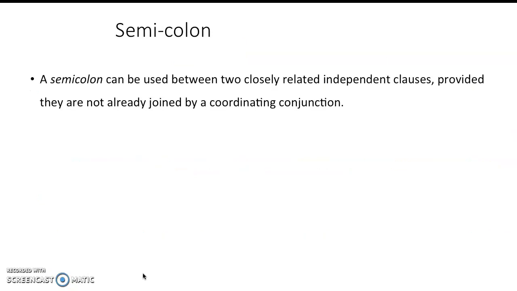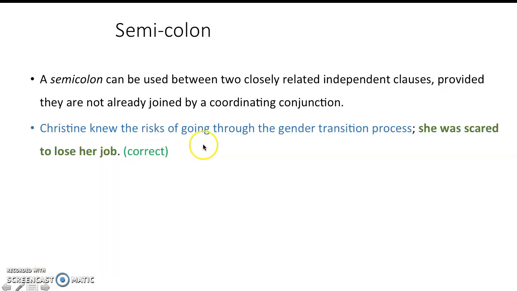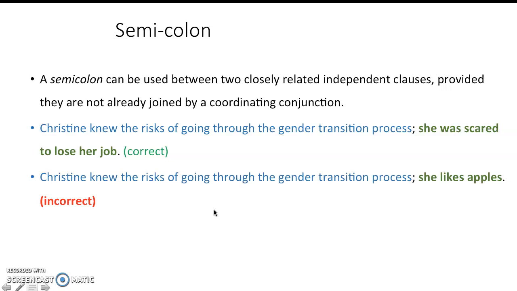Now, watch out, because a semicolon can be used between two closely related independent clauses, provided that they are not already joined by a coordinating conjunction. That's very complex, but I'll explain. Okay. Christine knew the risk of going through gender transition process. She was scared to lose her job. The reason why you can put a semicolon over there is because these two independent clauses are closely related. Kristen knew the risk of going through the gender transition process. She likes apples. Obviously, you can't do this here because they're not related. They're not closely related one to another, right?